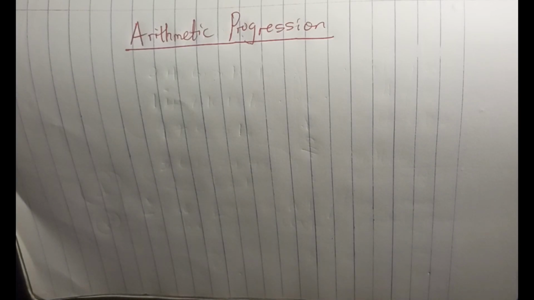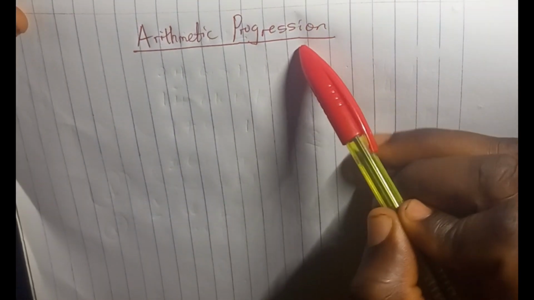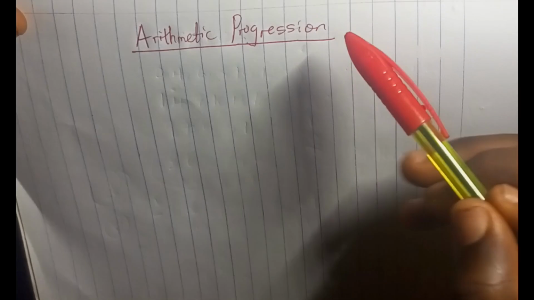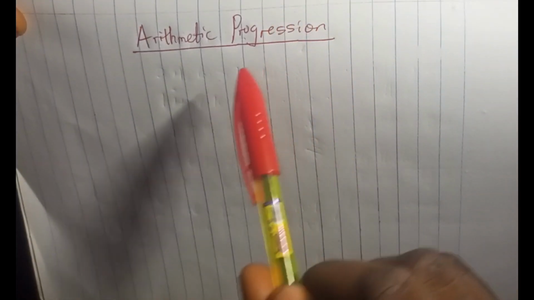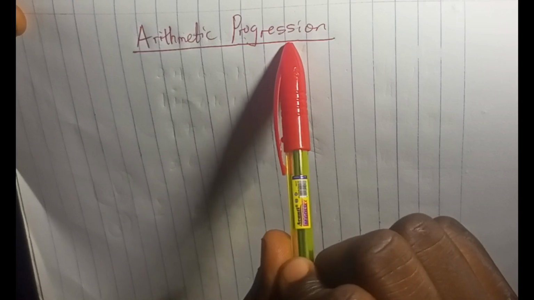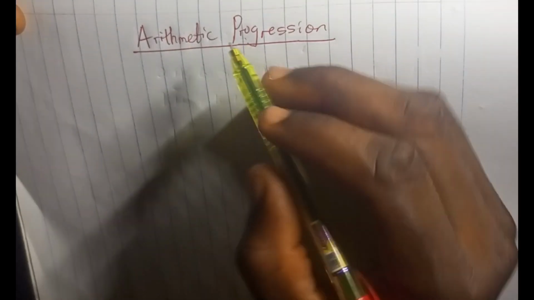In our last class, we talked about sequence and we said that we have two main types of sequence, which are arithmetic progression, also known as linear sequence, and geometric progression, also known as exponential sequence. So in this class, we'll be talking about arithmetic progression. Does it make sense? So what is an arithmetic progression?